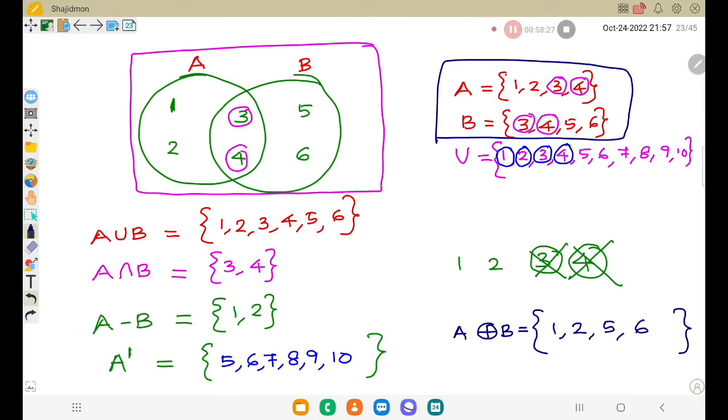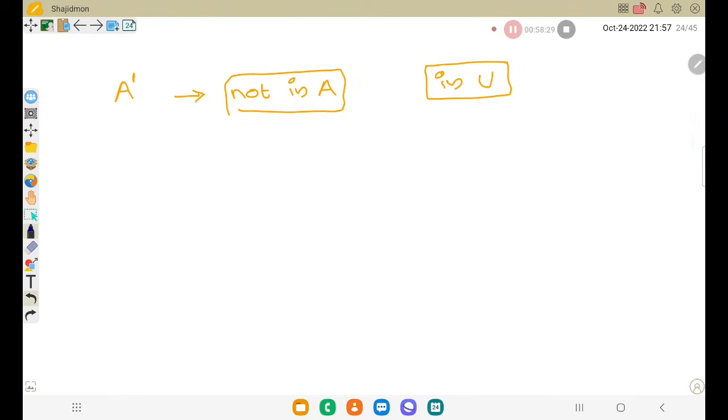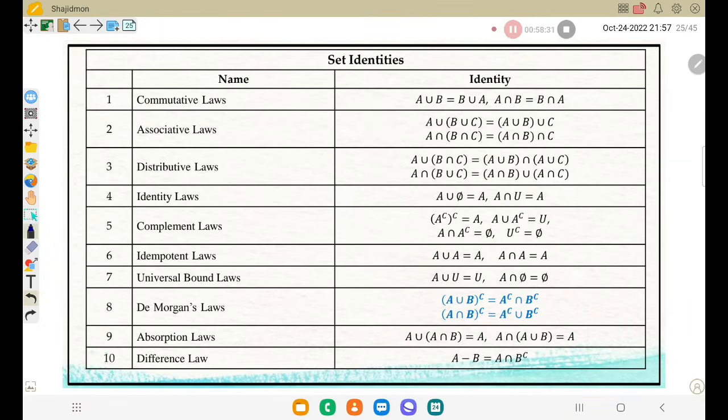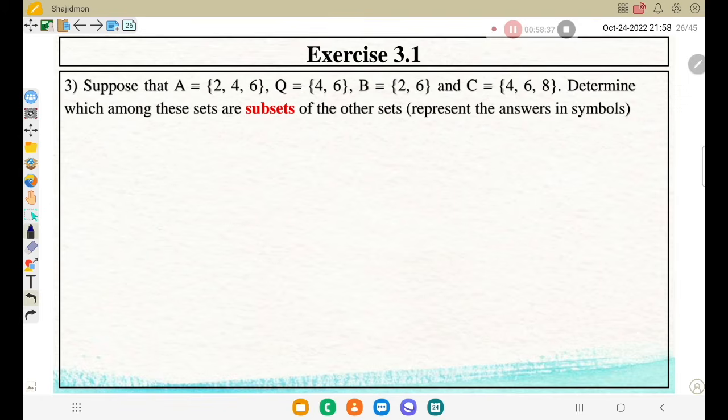Now we will go to some identities. You can read these identities one by one. You can just read. Now we will go to some questions from this. Whatever we discussed now, we are doing the questions related to this. Okay, first one.